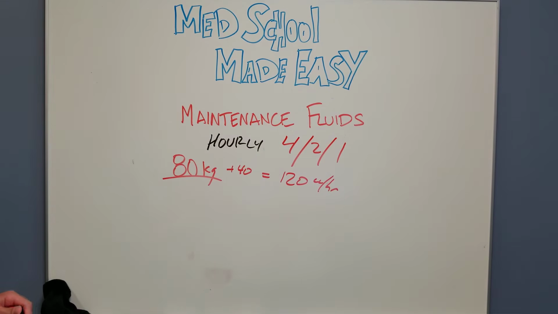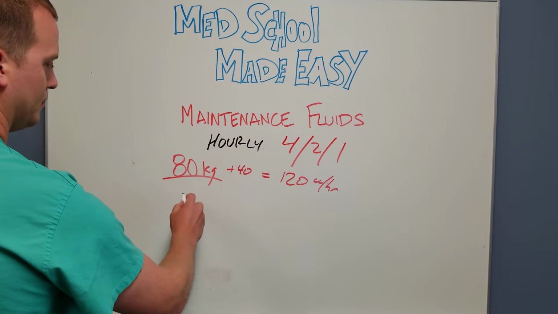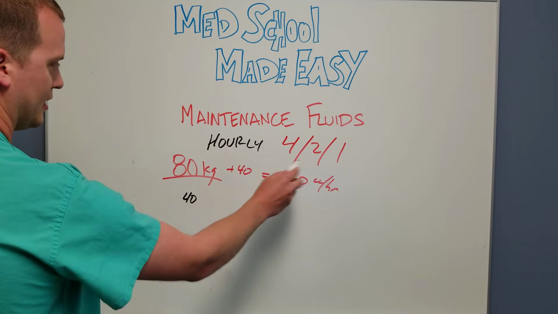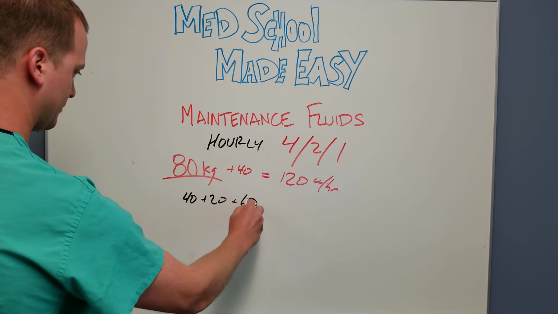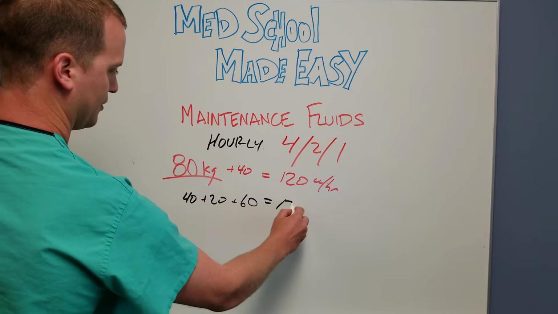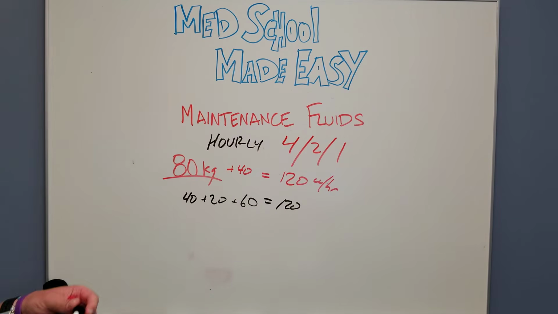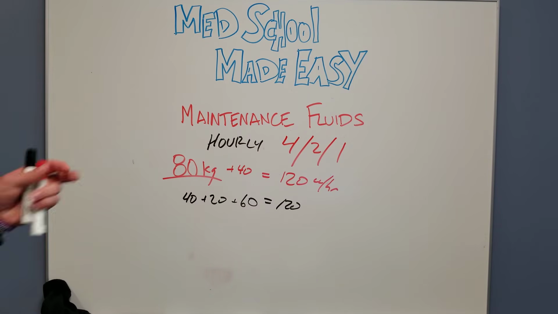Now how does that work? Let's check it the other way. The first 10 would be 40, the second 10 would be 20, and the remaining would be 60. 60 plus 60 equals 120. So you don't even need to calculate it all out or do multiplication. Just take their weight and add 40 to it.